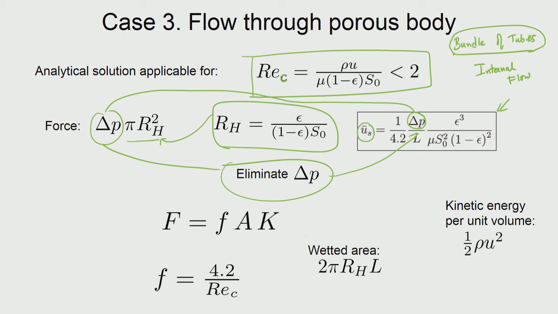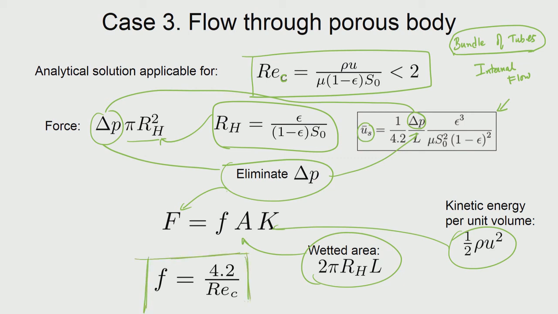Once that force is available, we can substitute it in here, and the wetted area is taken for the area term, because it is an internal flow, and for the kinetic energy per unit volume, the u is the same as us, the superficial velocity. When you substitute all these things, very beautifully many of them cancel out, and you get the friction factor as 4.2 by Re_c. This is also elegant, because the only constant sitting here comes from the Blake-Kozeny equation, and the functional form is again very similar to the other problems, namely 1 by Reynolds number.